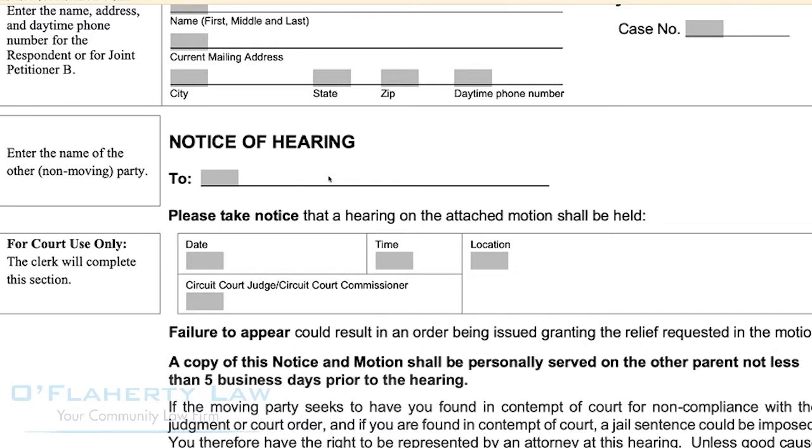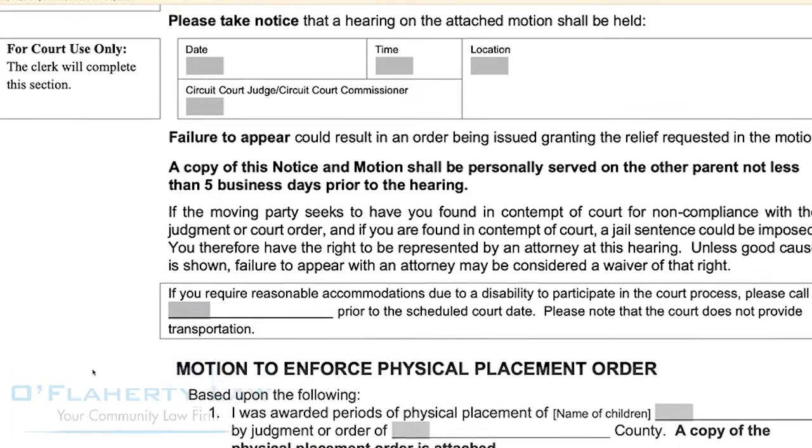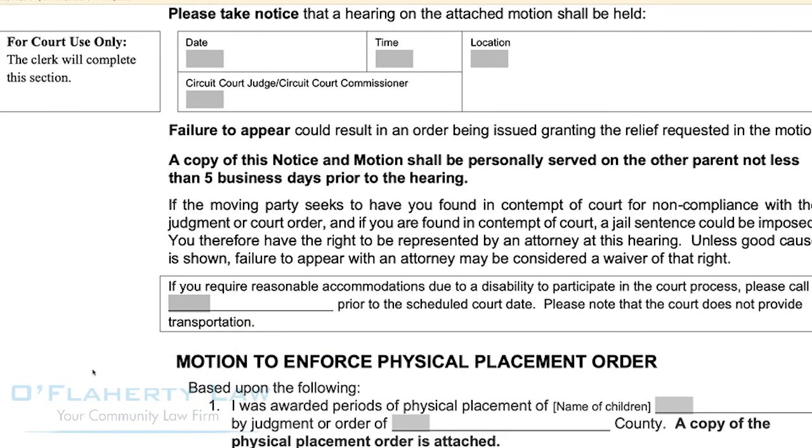And the clerk will complete this section for you, but this is where they will put the time, the place, and who's going to hear your motion. So just leave it blank for the clerk. Then comes a warning. Failure to appear could result in an order being issued granting the relief requested in the motion. A copy of this notice and motion shall be personally served on the other parent not less than 5 business days prior to the hearing.